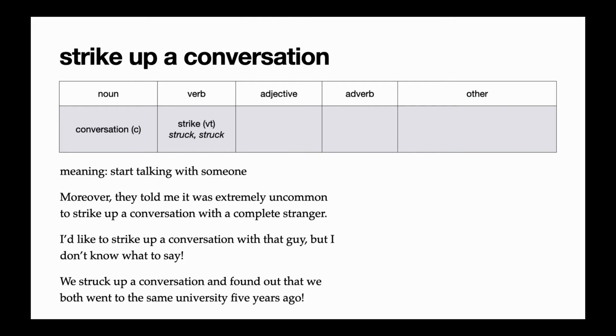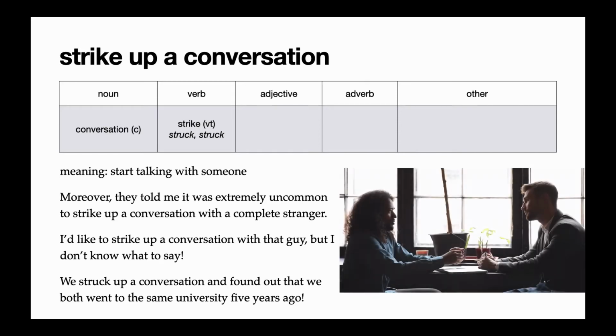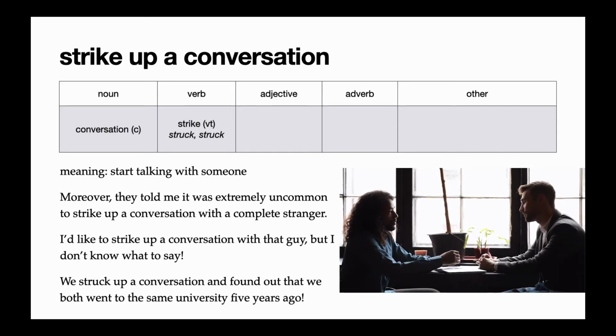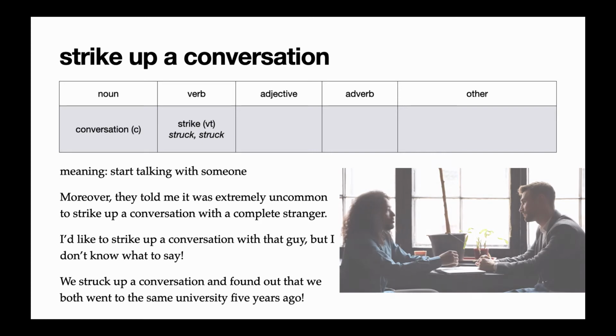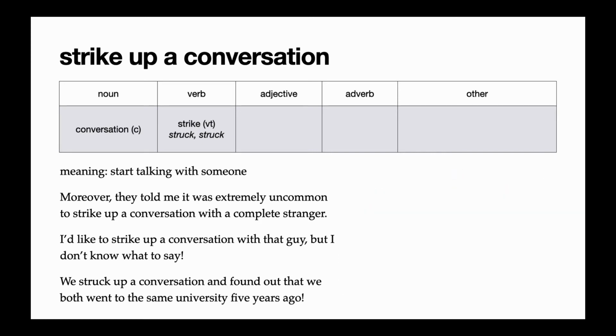Next, we have the phrase, strike up a conversation. Strike up a conversation means to start talking with someone. Conversation means communication between people. It could be talking, but it could also be text or email. The verb in this phrase is strike. This is an irregular verb, and the past tense and past participles are both struck.